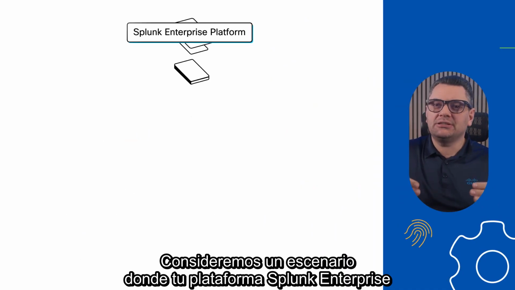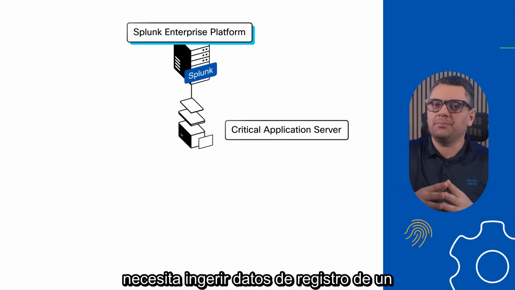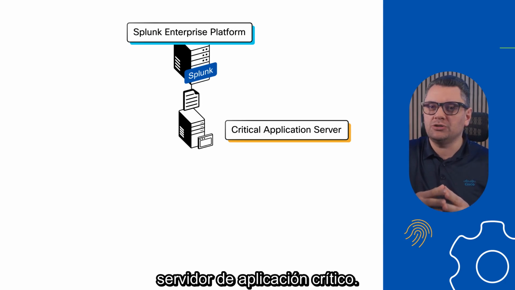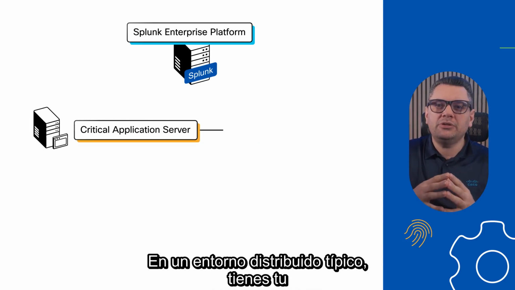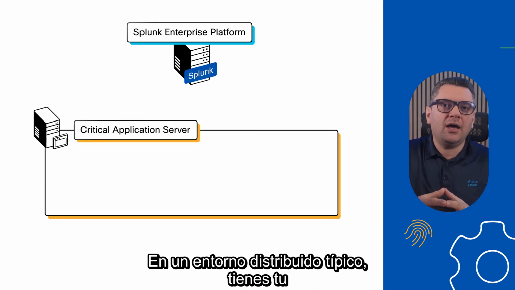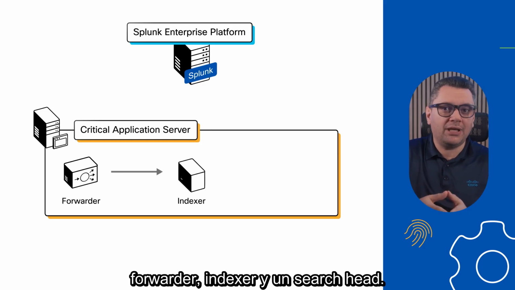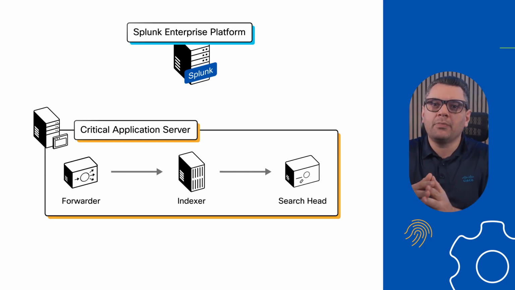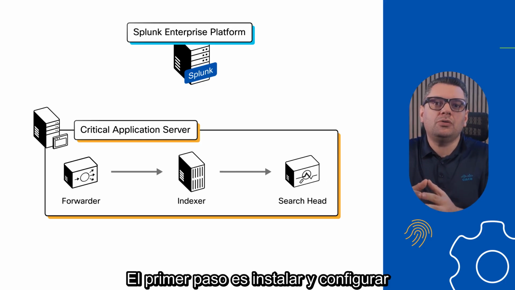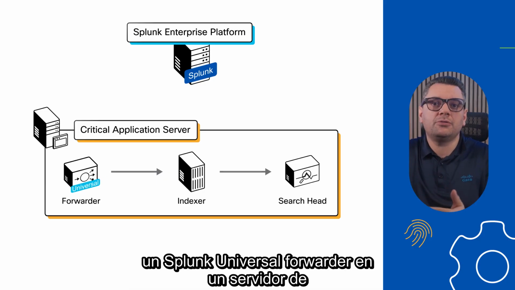Let's consider a scenario where your Splunk Enterprise platform needs to ingest log data from a critical application server. In a typical distributed environment, you have your forwarder, indexer, and a search head. The first step is to install and configure a Splunk Universal Forwarder on a critical application server.